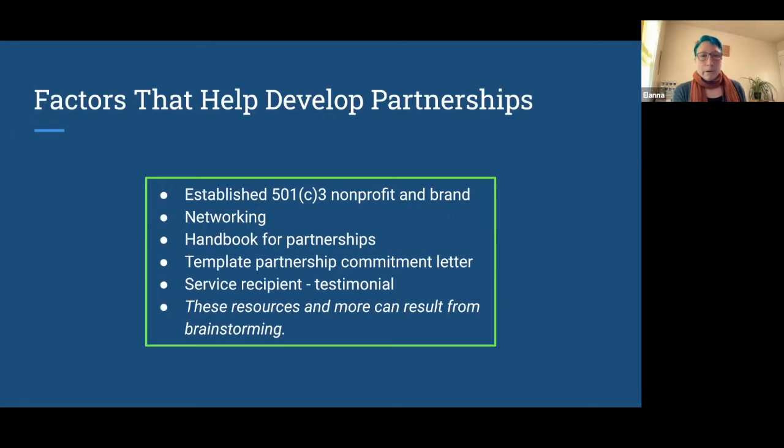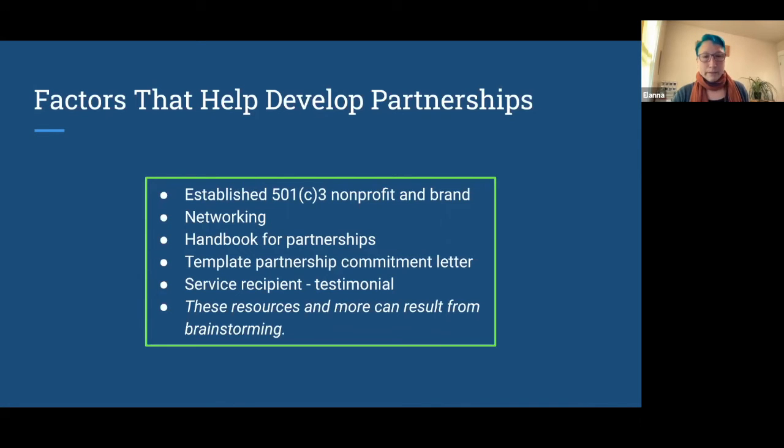Create a handbook for partnerships. What is expected in a partnership? What is expected in a specific partnership between two organizations, for example? Also have a template partnership commitment letter. Have that already created so that when you need to duplicate, triplicate, or do the next one in the process, you can do that without having to recreate the wheel. You have that document already created.